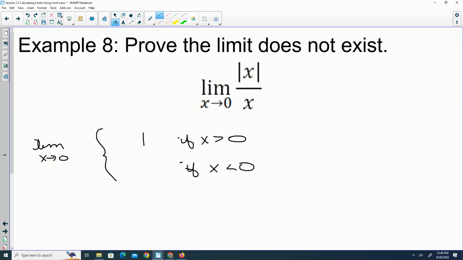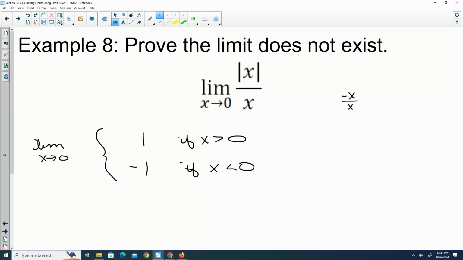Okay, if x is negative, then when I do the absolute value, it's positive. So it's the opposite of what I put in, divided by the original number, so I would get negative 1. Okay, do we believe that? Let's think about it. If x were positive, for instance, if I put in 5, the absolute value of 5 is 5. 5 divided by 5 is 1. If I put in negative 5, the absolute value of negative 5 is 5. 5 divided by negative 5 is negative 1.